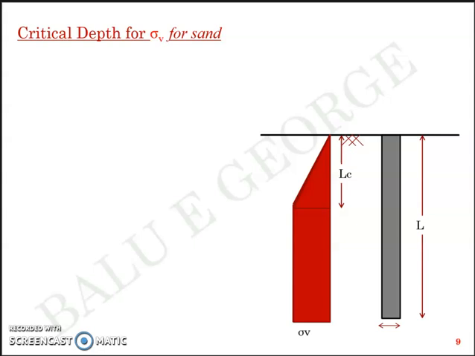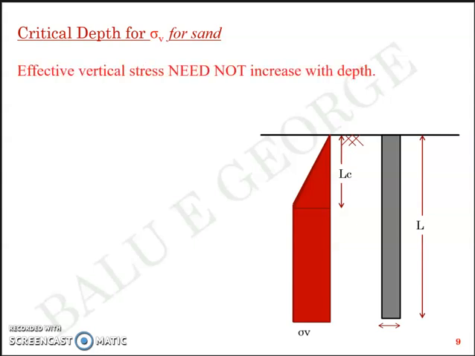Of course, there are arguments whether it is the case or not, but still, there comes a picture, critical depth for sigma V of sand. There's a theory which says that the effective vertical stress need not increase with the depth, or sigma V need not increase with the depth. Sigma V, as we are all familiar with, is nothing but gamma into h, or unit weight multiplied by height. In this case, unit weight multiplied by length of the pile.